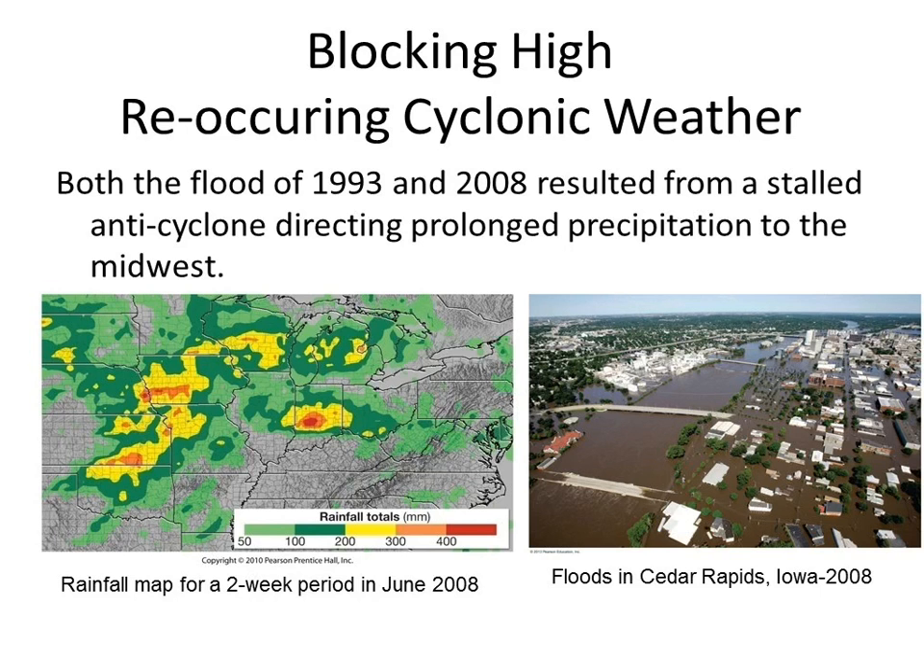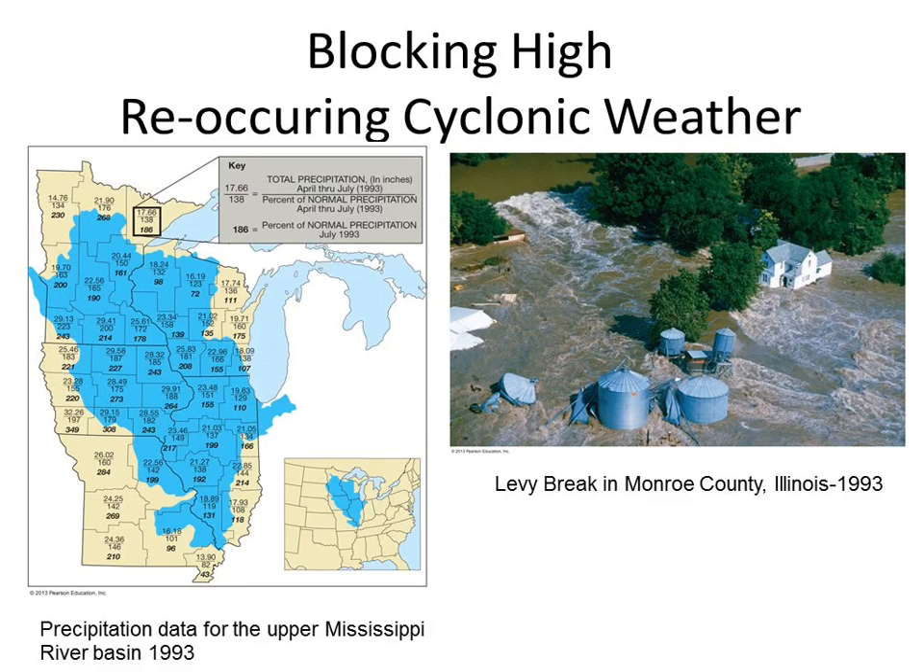These are photographs of the 08 flood. This one over here is Cedar Rapids. Crazy. And this is just a memory lane in the flood of 93. Okay, so there's two types of floods. There's prolonged precipitation, which gives you a flood, and what we call flash floods. So that was because of a blocking high.